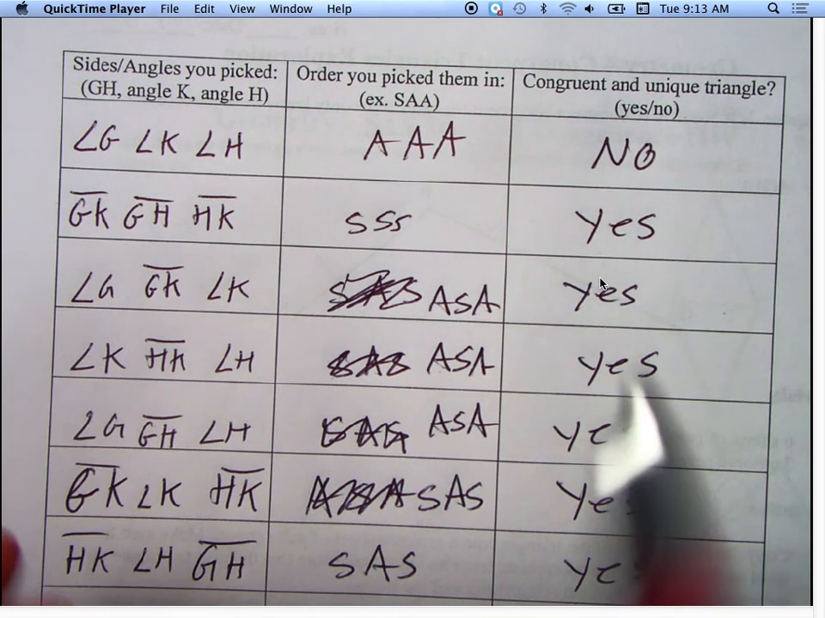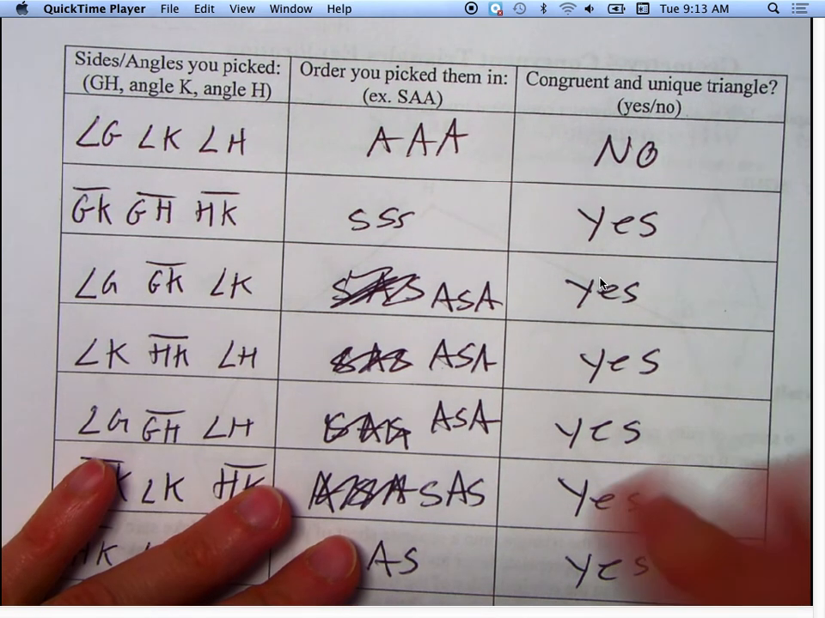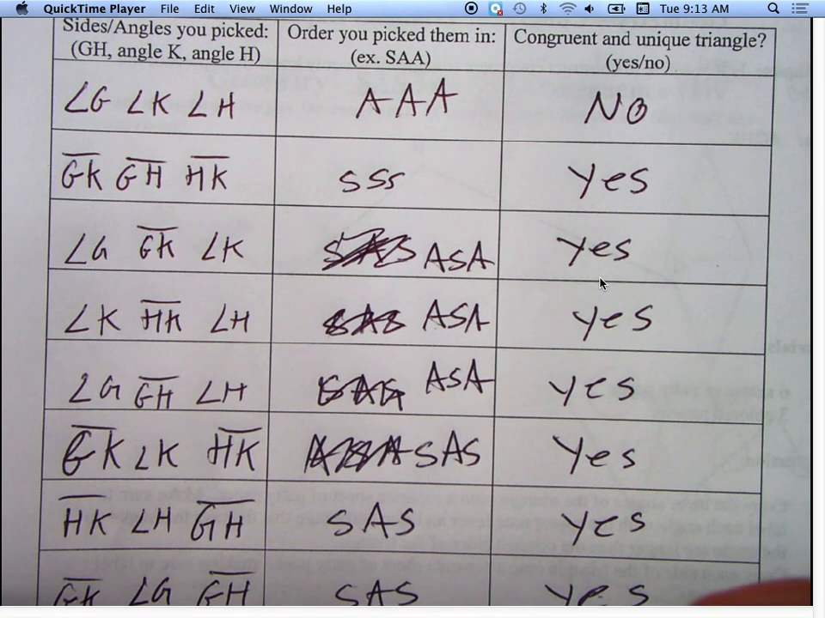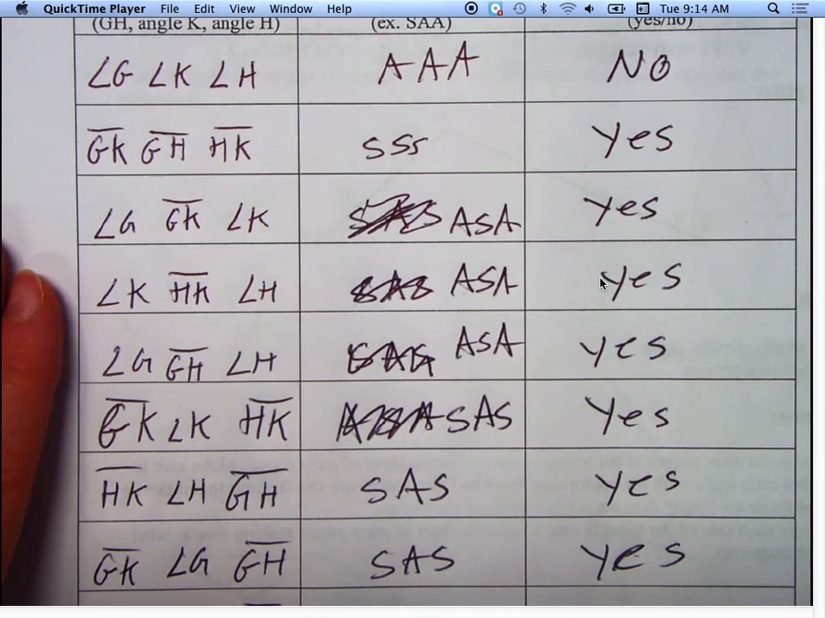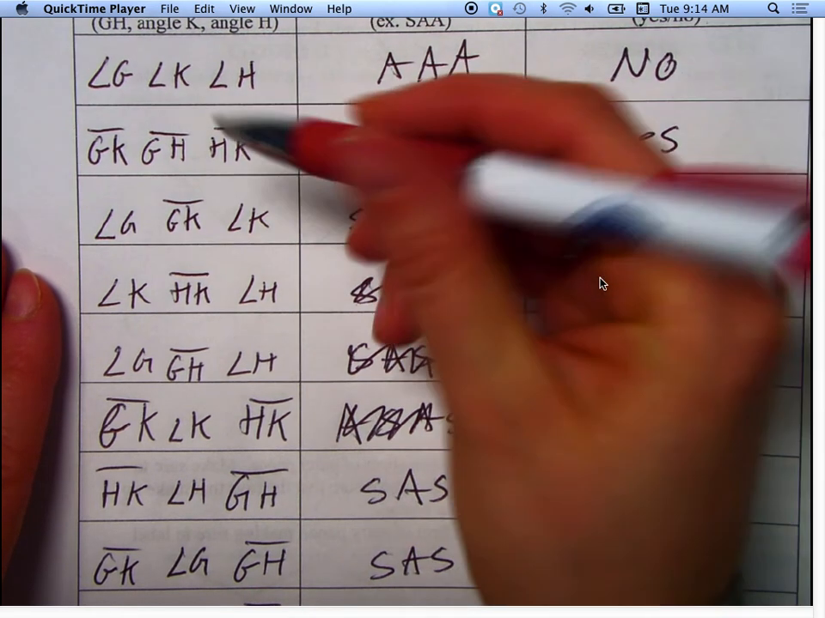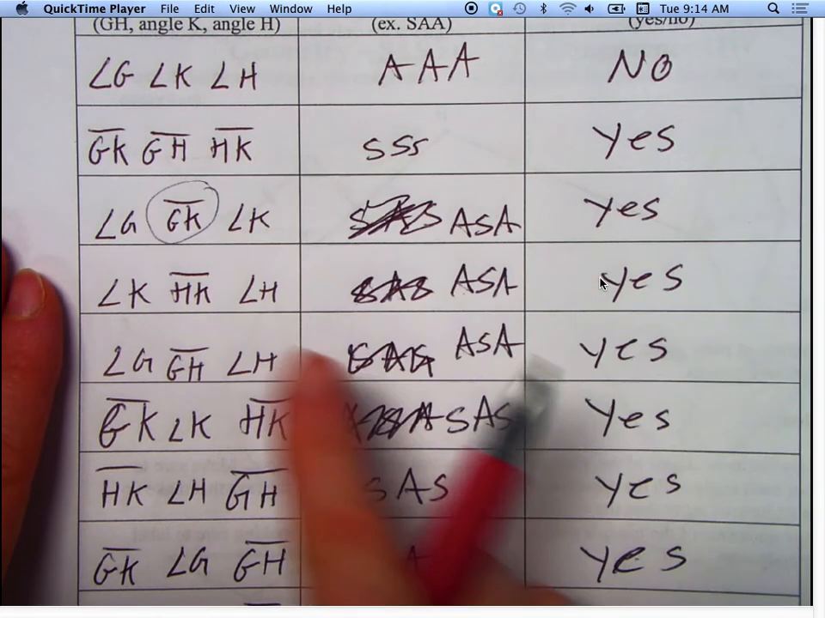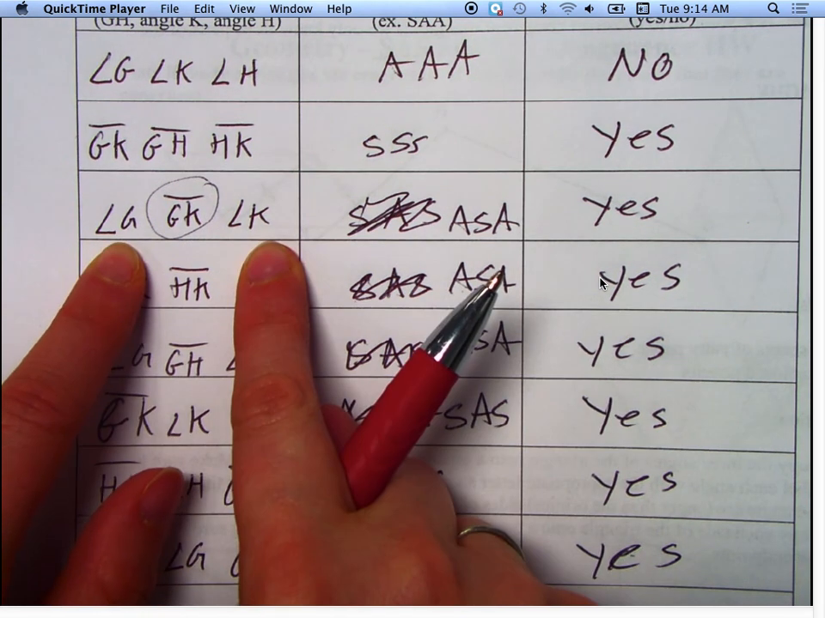Side, side, side: 3 rigid sides connected to each other only makes 1 unique triangle. If we do angle, side, angle, that side keeps those 2 angles on either side in place. I want you to be careful because I saw some people's papers. Your side has to be in between the 2 angles. So if you have side JK, to make angle, side, angle, you have to use angle G and K.